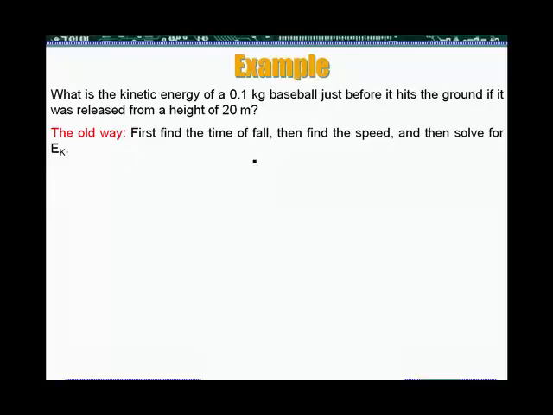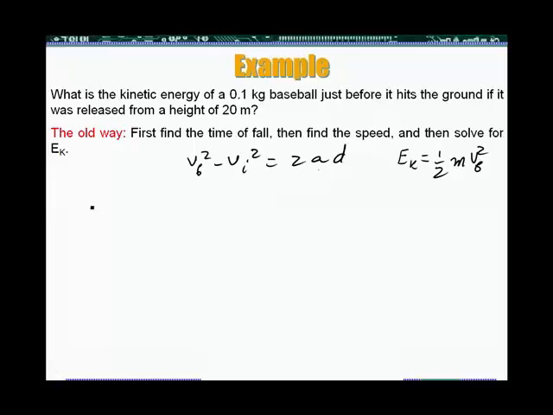To find the velocity, we can use the equation Vf squared minus Vi squared is equal to 2AD. We know A is minus 10 meters per second squared. D is minus 20 meters, going down 20 meters. Vi is 0, so we solve for Vf. And then for kinetic energy, Ek is 1/2 m Vf squared. So we solve for Vf squared and plug it in there. Okay, and that's an easy way.